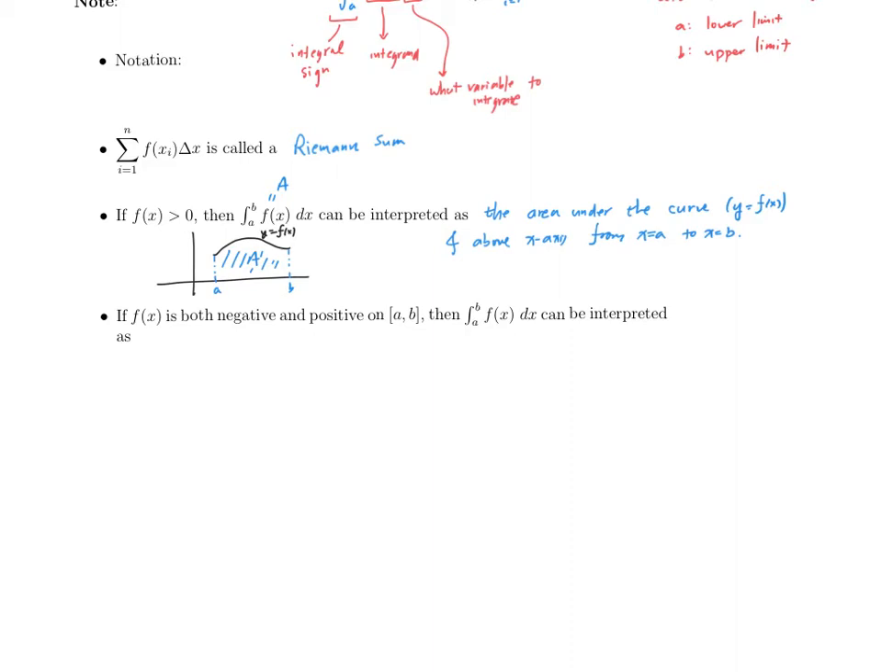Now maybe the more interesting thing for us to think about is what if the function f that we're considering graphically happens to be both negative and positive? Then how do we interpret this? Let me go ahead and draw a simple picture to assist the discussion. So maybe we have the graph of a curve that looks something like this. And we're interested in evaluating the definite integral of this function f from a to b.